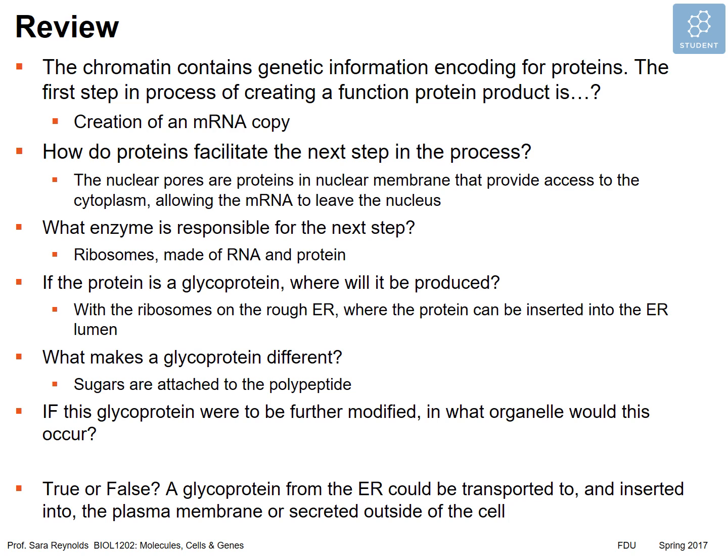If this glycoprotein were to be further modified, in what organelle would this occur? The answer is Golgi. It's going to occur in the Golgi. And you should have some idea of this because proteins that leave the ER are going to move through transport vesicles into the Golgi. This is the next place that they can go to. If they do go to the Golgi, there's additional enzymes within the lumen of the Golgi. Some of these enzymes are going to interact with the sugar molecules, those glycogroups that are on the glycoprotein, and some of them will be modified.